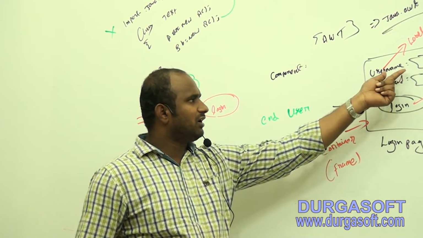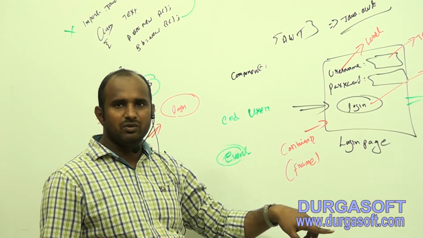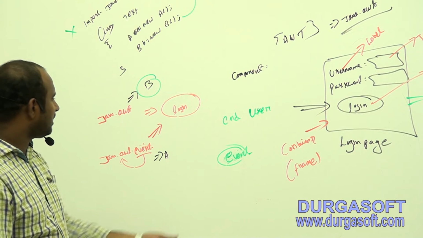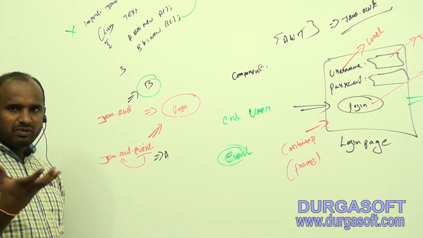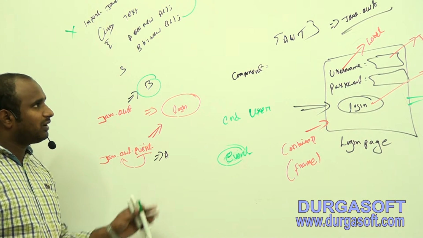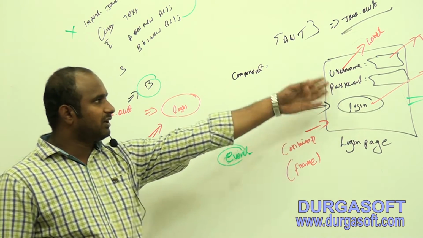Component: each and every individual part is called a component. Container: it contains all the components. Event: it is the action performed on the object, the component. I hope you understand, right? This is called your AWT. The entire AWT, I am using to prepare these applications.